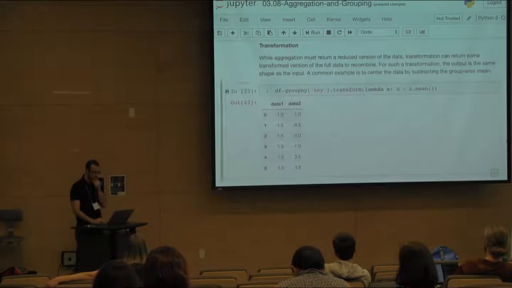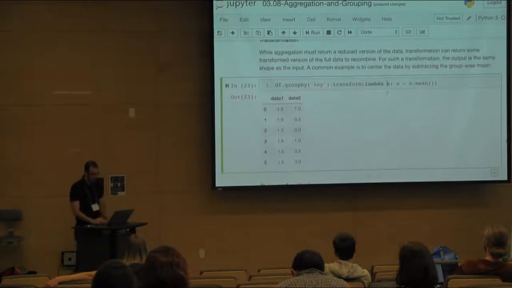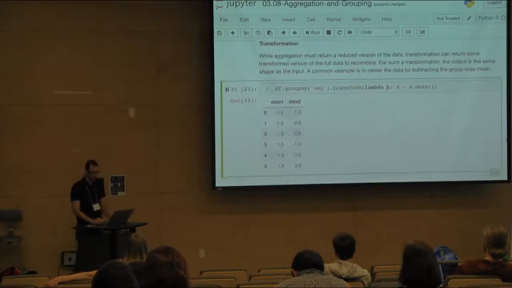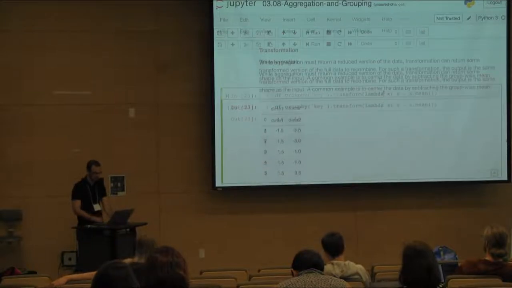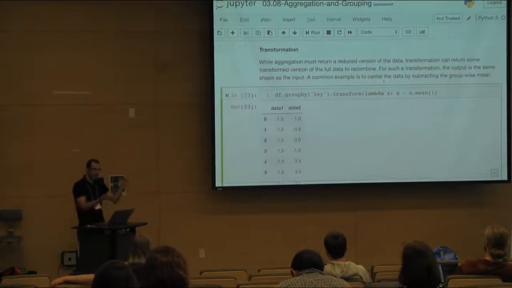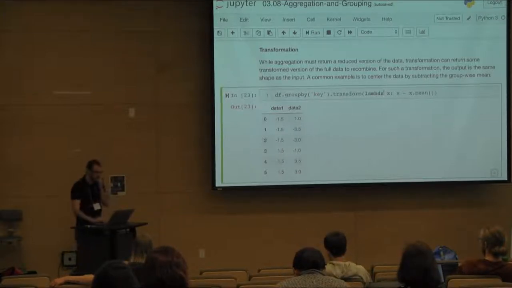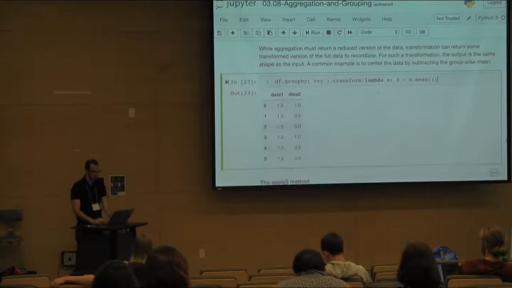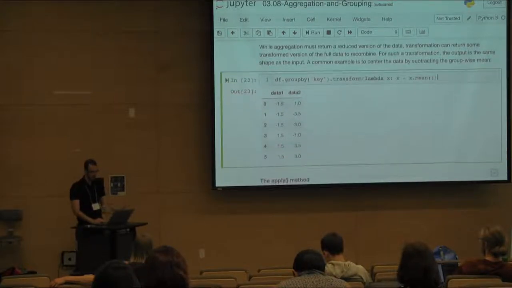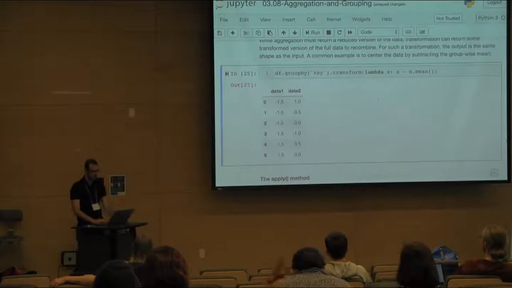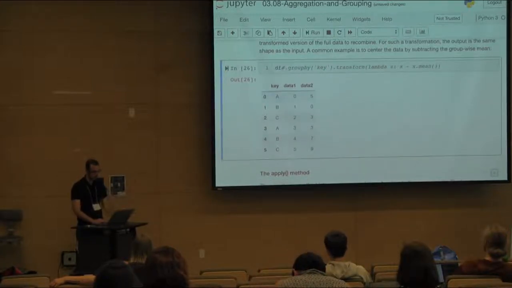And transformation is, in some sense, the most... well, I shouldn't. I'll take that back. Aggregation obviously reduces the data, right? So aggregation takes lots of data and aggregates it, reducing it to some smaller representation of it. And transform is for cases where you're returning the same shape of data. So here's our data frame.